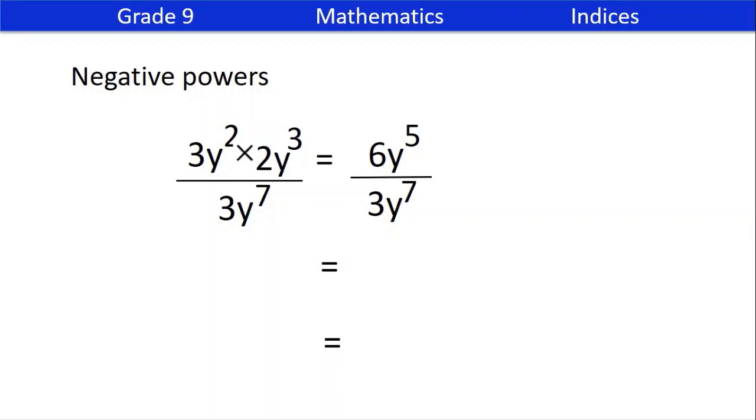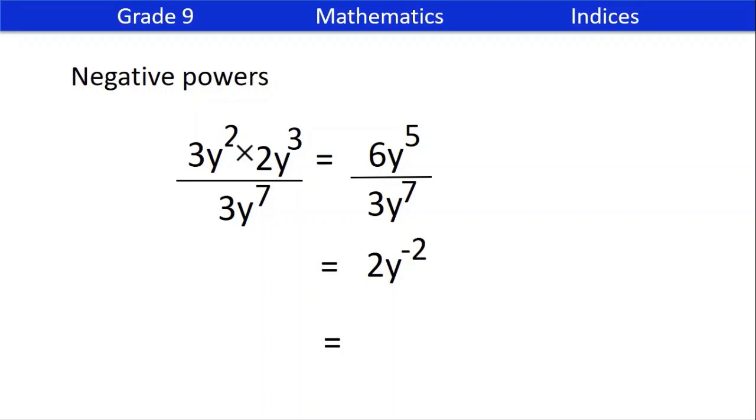Now guys, here we need to divide 6y to the power 5 by 3y to the power 7. There are two numbers, 6 divided by 3, that is equals to 2, and there are two powers with the same base which need to be divided. So y to the power 5 divided by y to the power 7. So the base is the same, that should be y, and we need to subtract 7 from 5 in order to have the index of the answer. So 5 minus 7 is equals to minus 2. So finally the answer becomes 2y to the power minus 2.